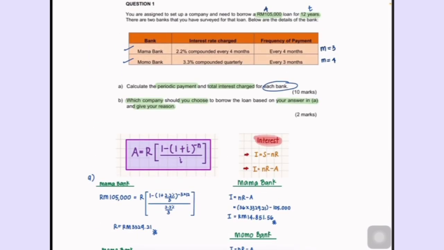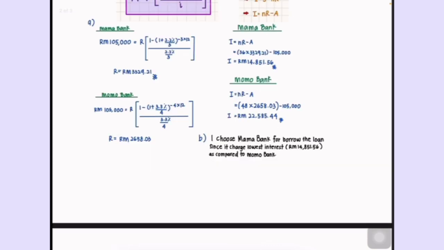Which company should you choose to borrow the loan based on your answer in A, and give your reason? I choose Mama Bank for the loan since it charges the lowest interest as compared to Momo Bank. As you can see, if you see the difference, the interest charge for Mama Bank is 14851.56, while Momo Bank is 22,585.44. So you can see which one is the lowest. So I will choose Mama Bank.